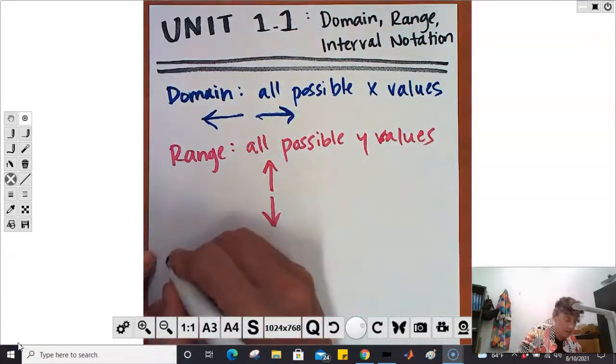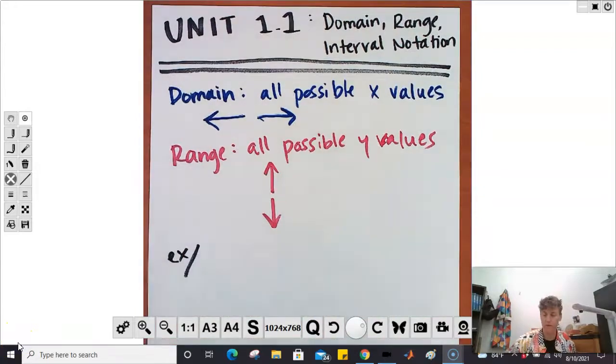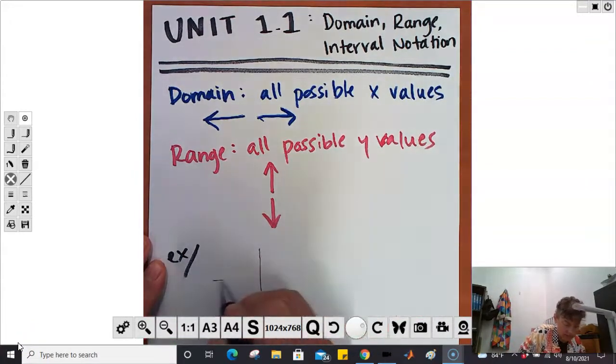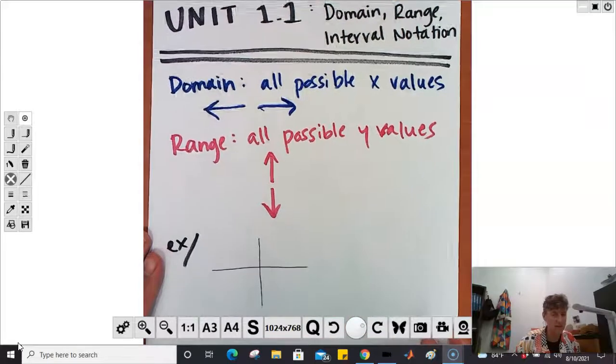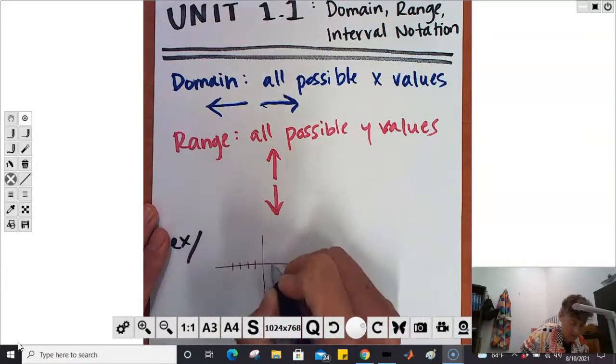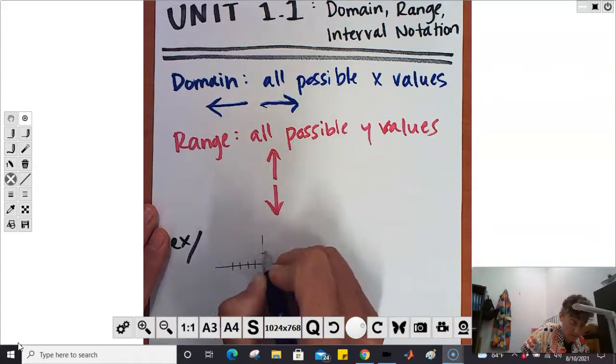All right, let's do an example. So let's draw a graph. Get our x and y axis on here. We're going to make this pretty tiny. Let's go 1, 2, 3, 4, 1, 2, 3, 4, 1, 2, 3, 1, 2, 3.